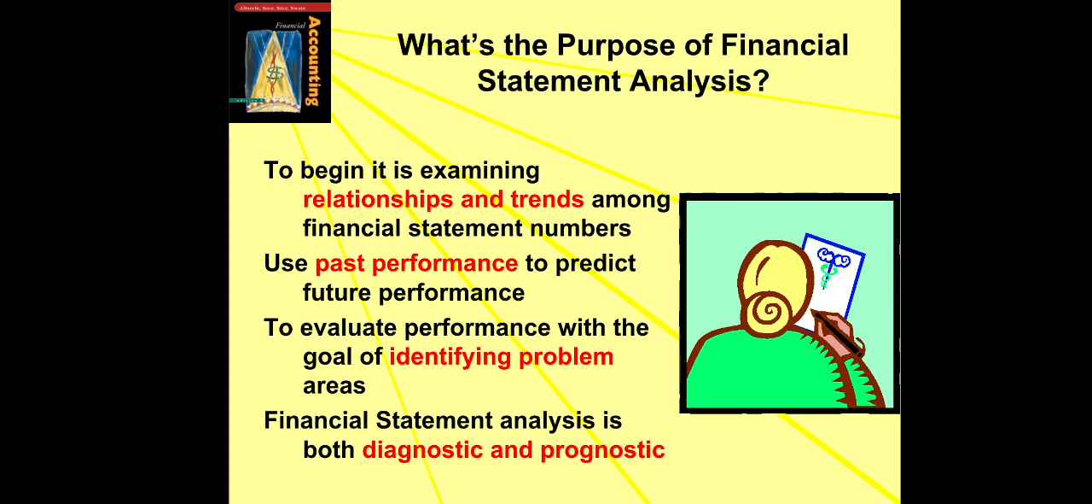So how to know what the real problem is? One thing that you can do is the financial statement analysis. You do the analysis and then you will see the actual problem with the business. And then the second reason why people analyze financial statements is for the purpose of prognostic. Prognostic means you want to predict the future of a business.